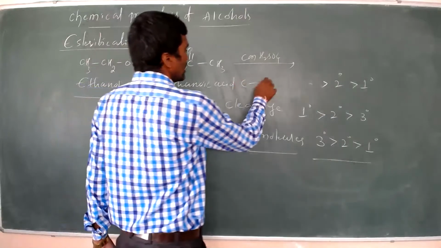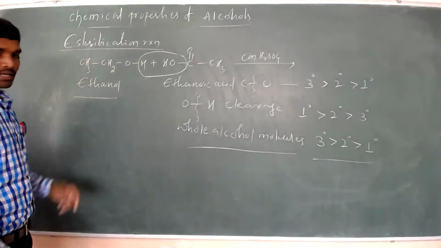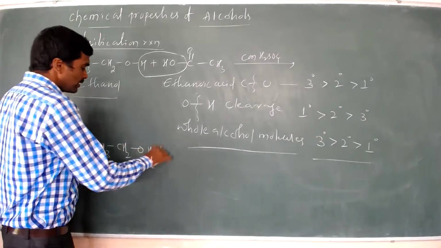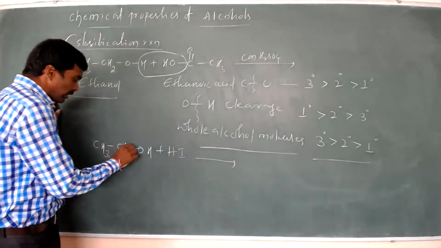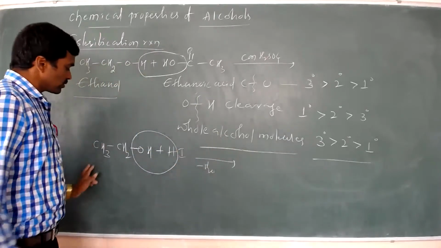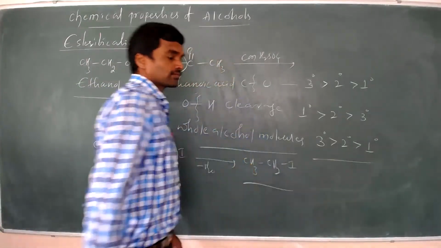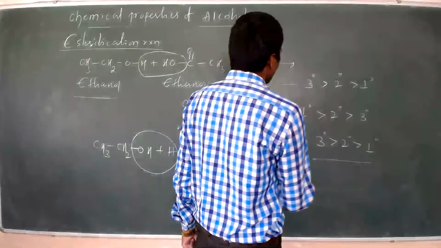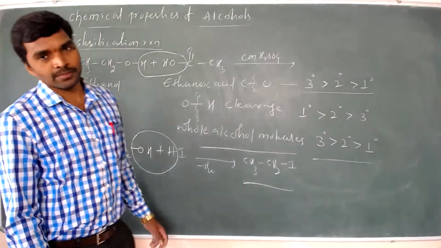Here the carbon to oxygen cleavage reactivity order is tertiary greater than secondary greater than primary. For that, I am taking one example: alcohols reacting with hydrogen iodide, HI. Carbon to oxygen bond cleavage takes place, forming ethyl iodide. The reactivity order of alcohols is tertiary greater than secondary greater than primary.